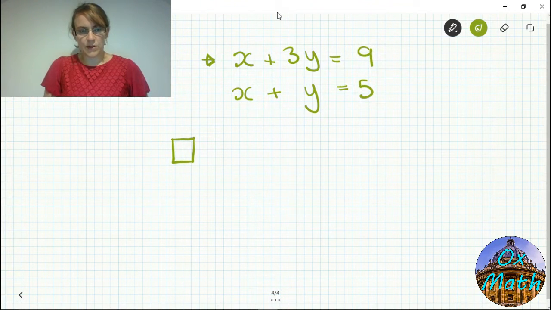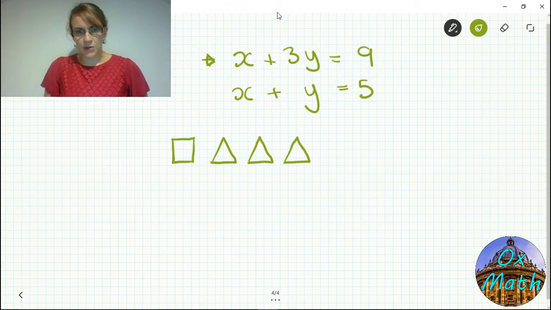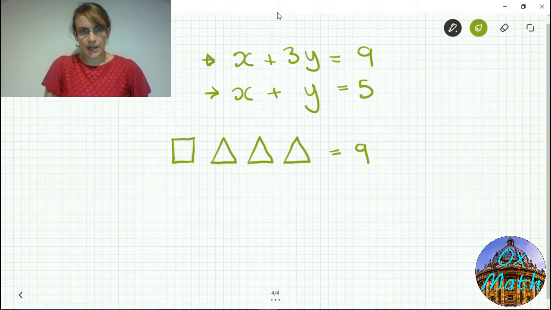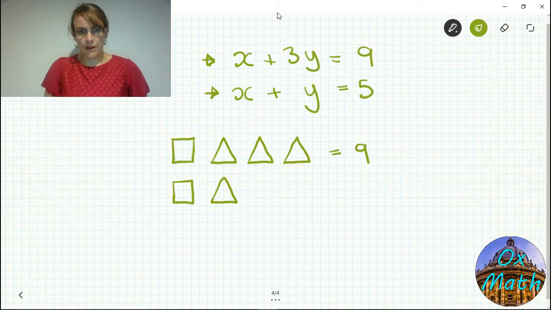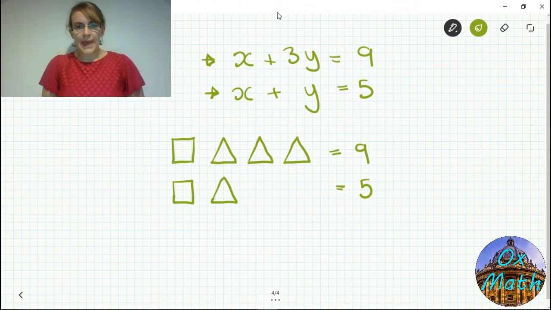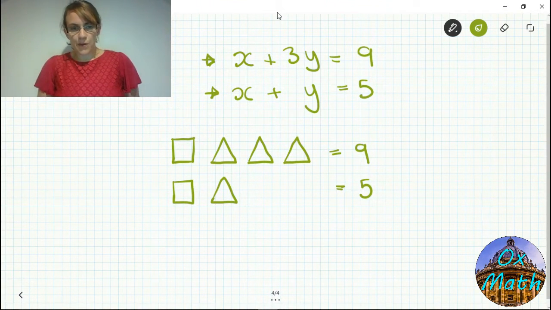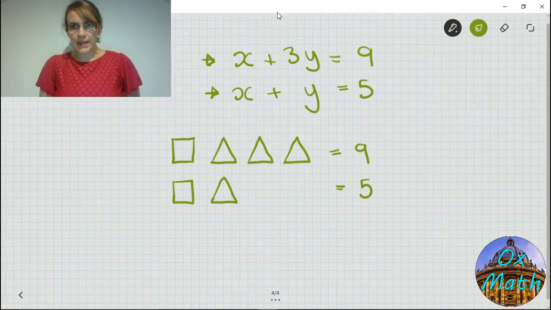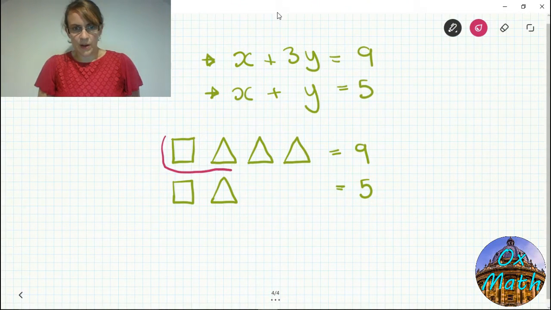Now x and y are just values that we don't know what they are. So I'm going to draw this out using a square to represent an x and a triangle to represent a y. So from the top equation, we've got 1x, 1 square and 3 triangles, giving us a total of 9. From the second equation, we know that 1 square, one lot of x, added to 1 triangle, gives us a total of 5.